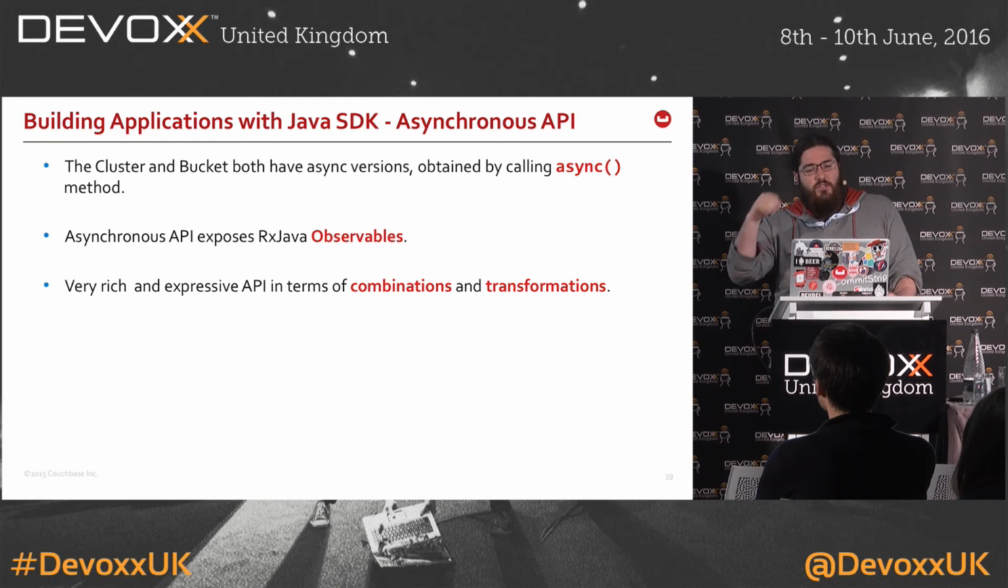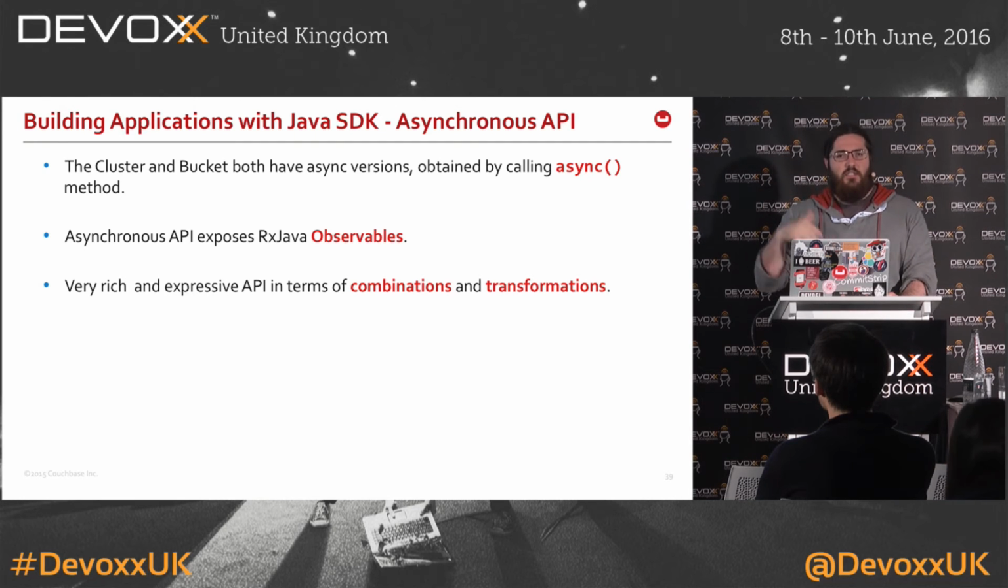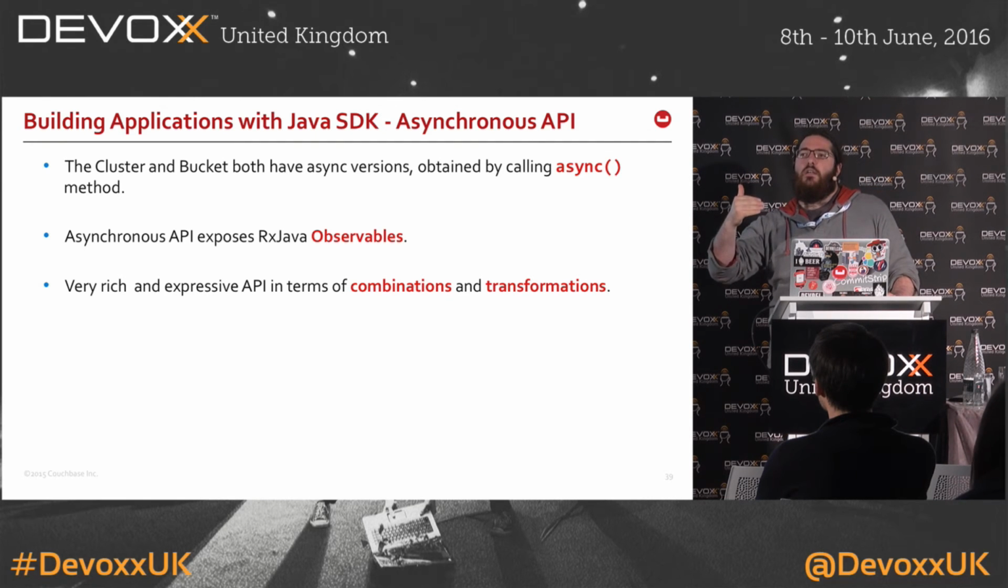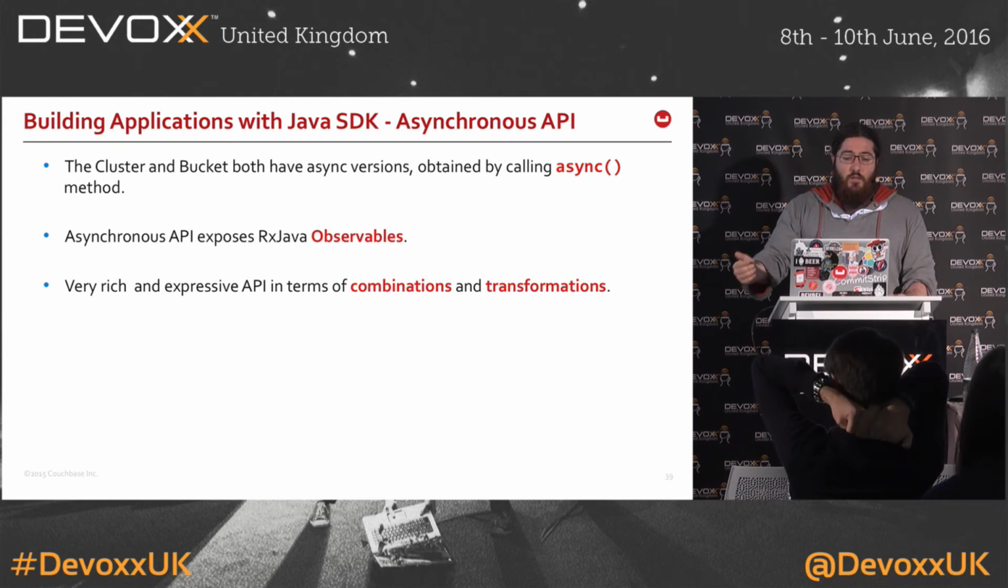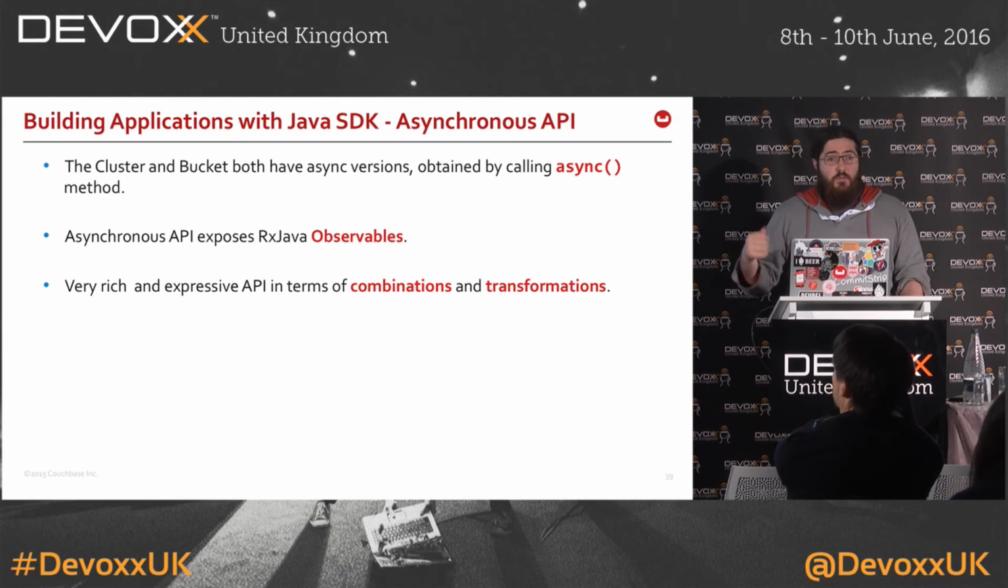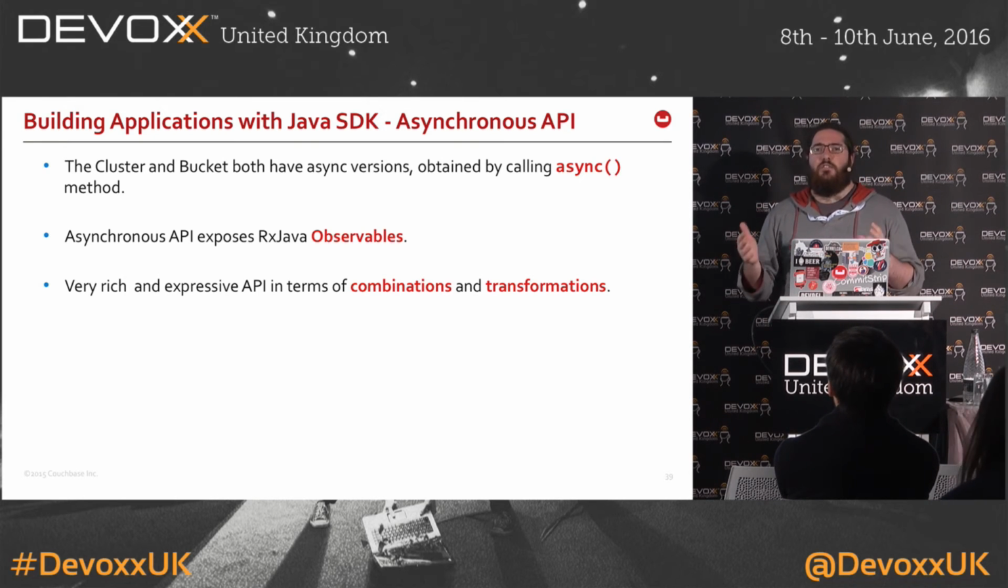All the methods you saw were using bucket.query, bucket.update, bucket.insert, and this is the blocking synchronous way of doing things. If you want to do it the asynchronous way, which is not the default way because we understand that it's a new thing and that it shouldn't be a default, then you just call bucket.async and it gives you the complete asynchronous API that exposes observables. And an observable in the RxJava world is like a stream of objects.